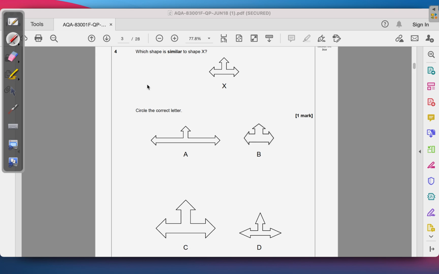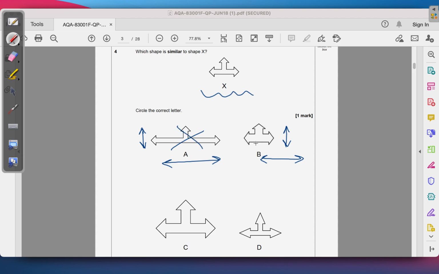So if we look at shape X, which is the one that we've been asked to compare the other shapes to, and then we compare it to shape A, we can see that shape A has grown in this direction, but it has not grown in this direction. So it is not in the same proportions that shape X is. Now, if we look at B, we can see that it's been stretched in this proportion, but not this way by the same amount. Okay, so that is not similar.